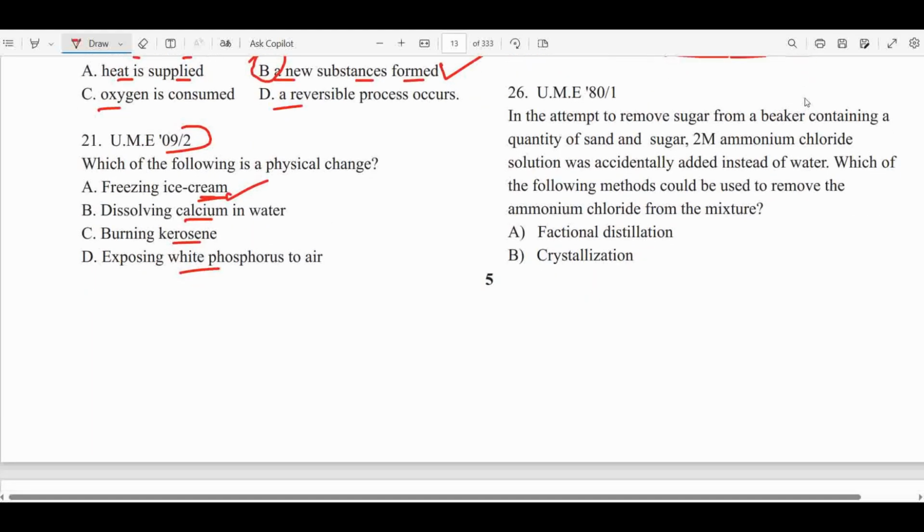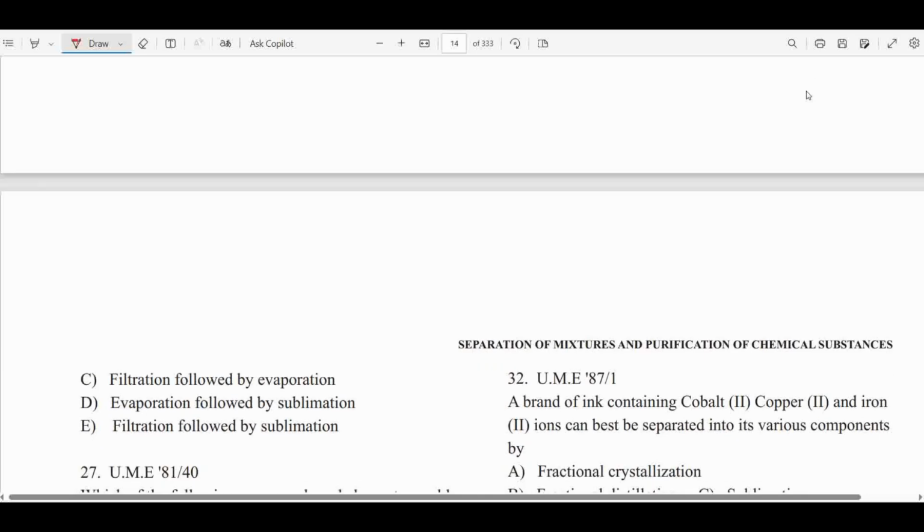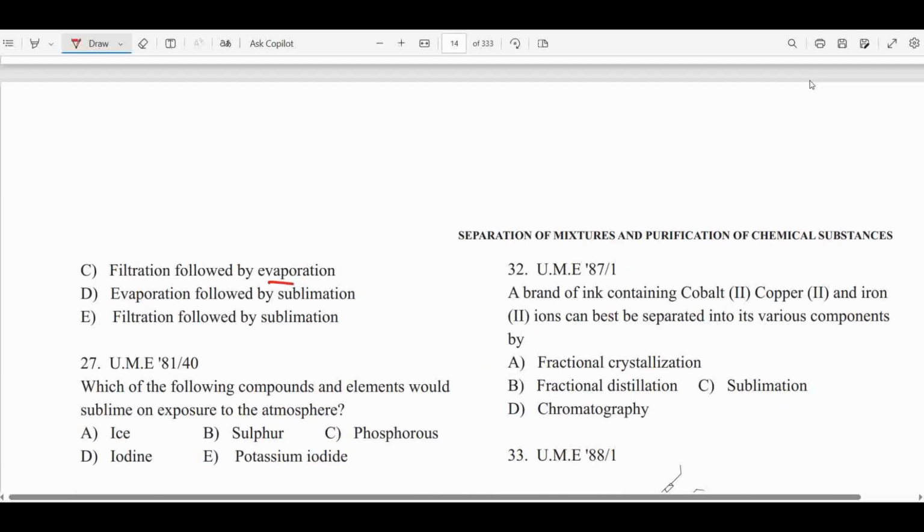In the attempt to remove sugar from a beaker containing a quantity of sand and sugar, 2 molar ammonium chloride solution was accidentally added instead of water. Which of the following methods could be used to remove the ammonium chloride from the mixture? Remember again, filtration is first used to separate, in this case, so let's look at the options first. Fractional distillation, crystallization, filtration followed by evaporation, evaporation followed by sublimation, filtration followed by sublimation.